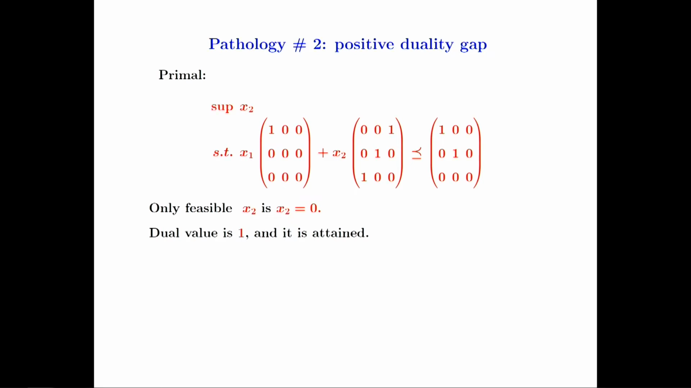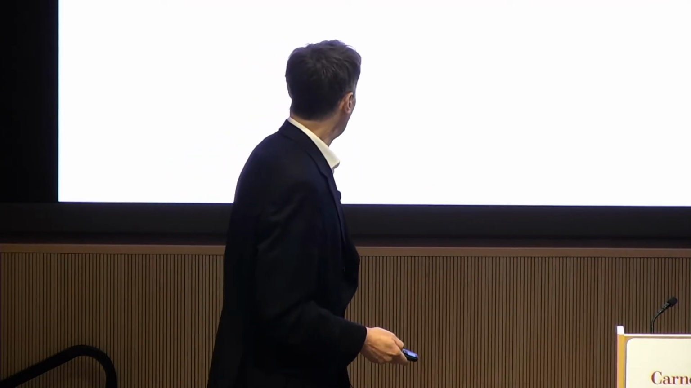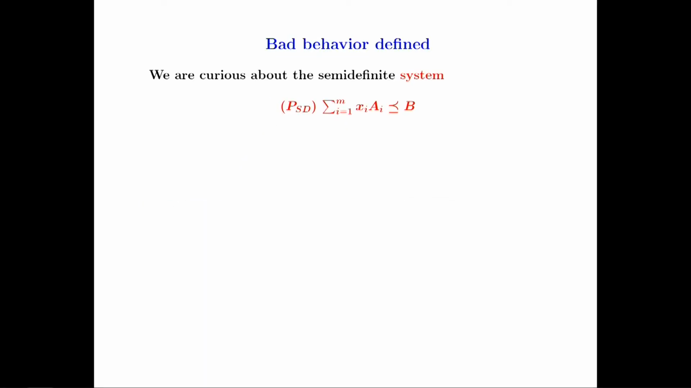So I should stop here for a second and see if there is a question. So we have two examples, one with an unattained dual value, and in the other one we had a positive duality gap. So now we would like to somehow define precisely what we mean by bad behavior, right? So I'm going to look at the semi-definite system, and I would like to see when that system is badly behaved. The reason I'm looking at the system is because in one instance I had an unattained dual value, in another one a positive gap, so those are obviously not the same thing, right?